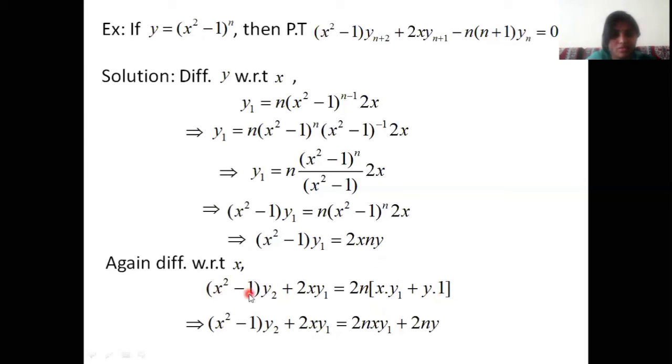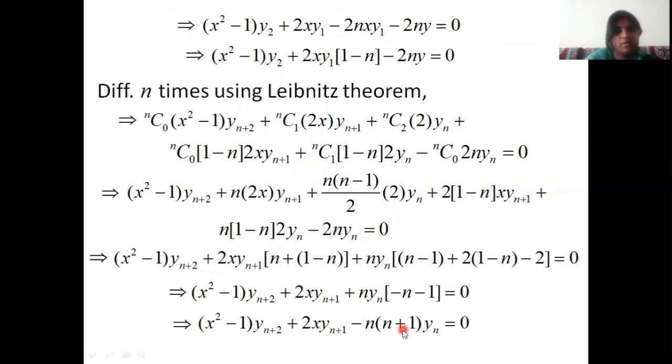So (x² − 1) y2 plus 2x y1 is equal to, we just split these two terms, 2nx y1 plus 2ny. So I have just expanded this bracket. Okay, going to the next step.